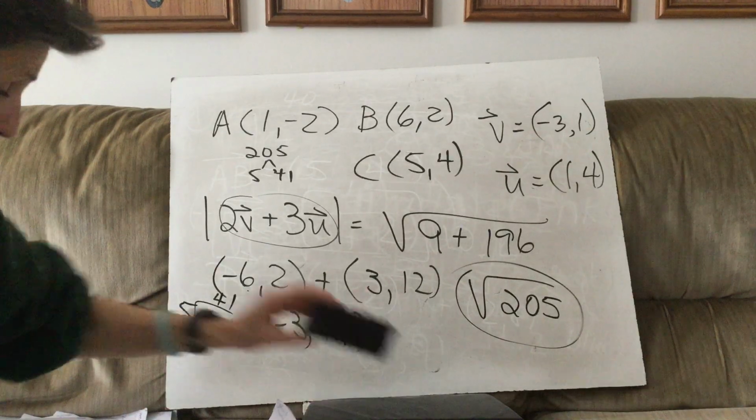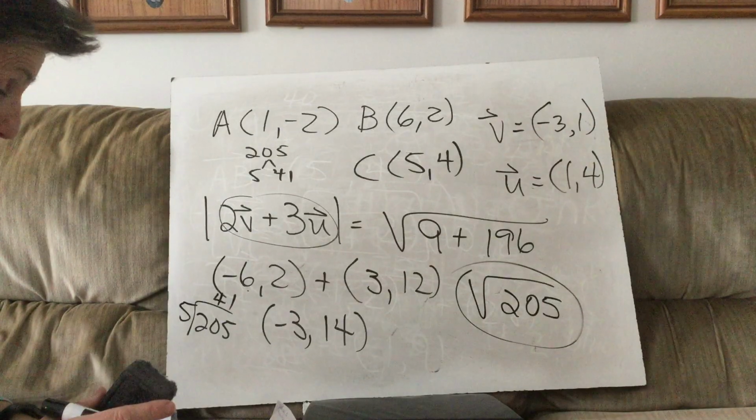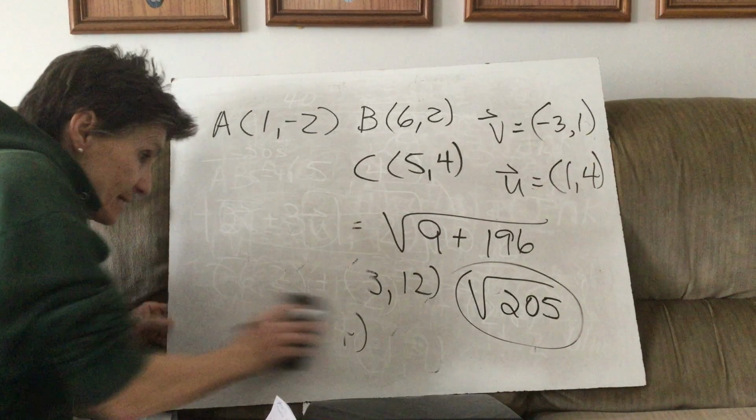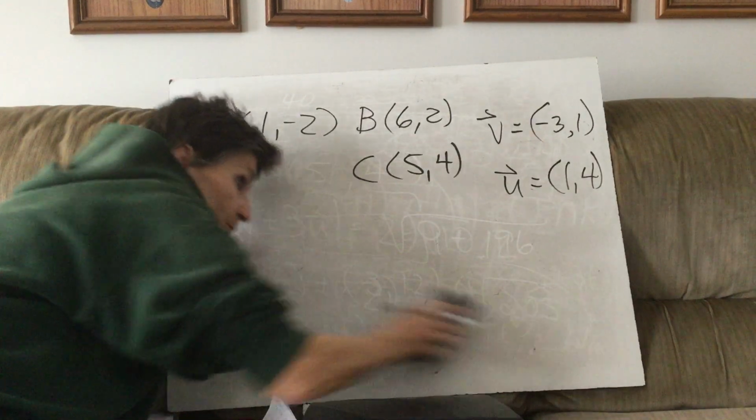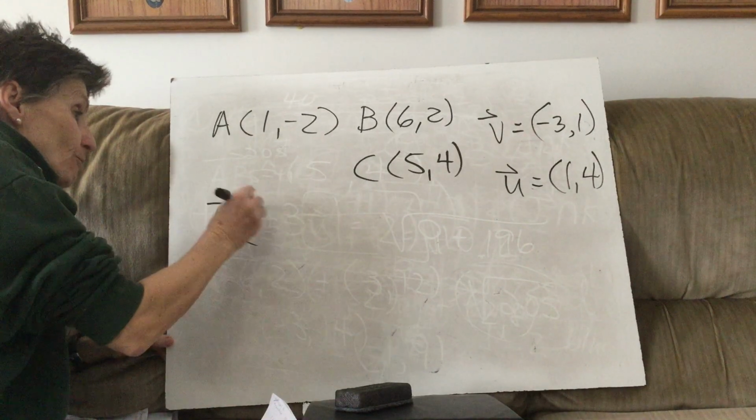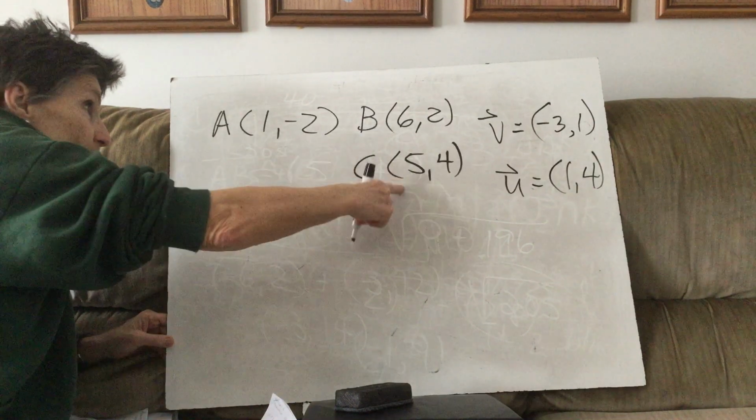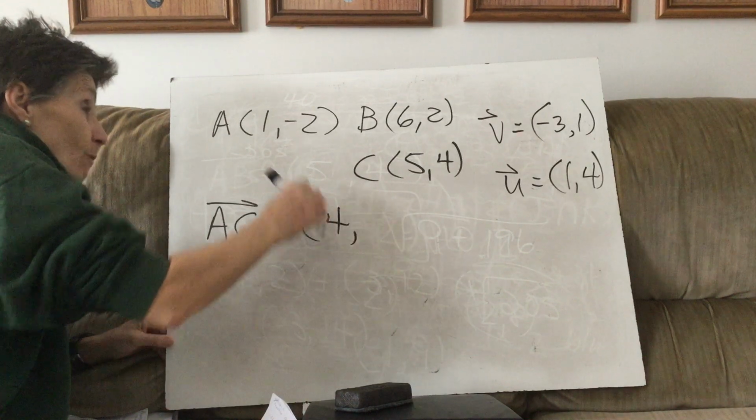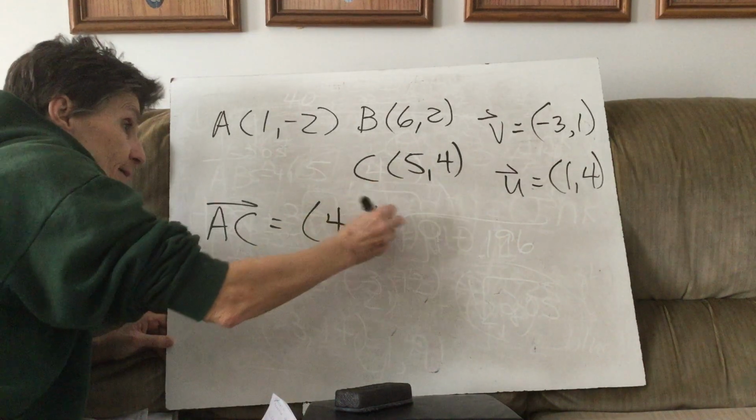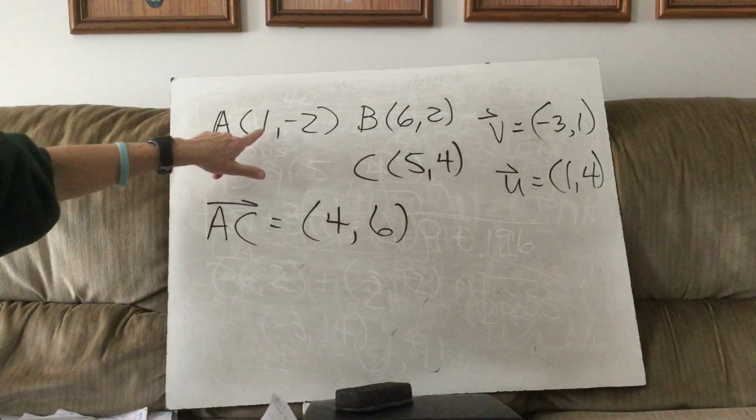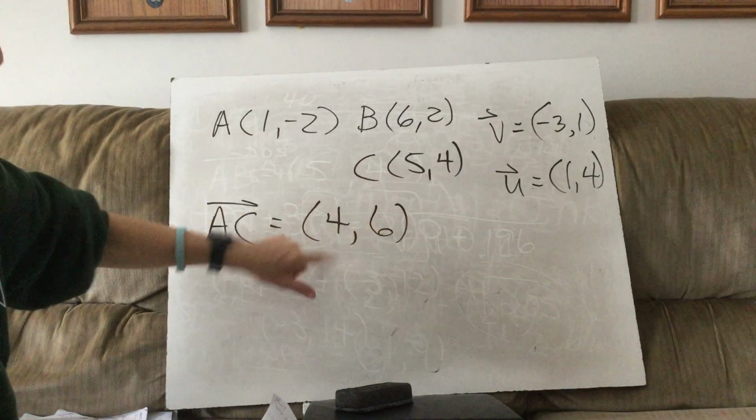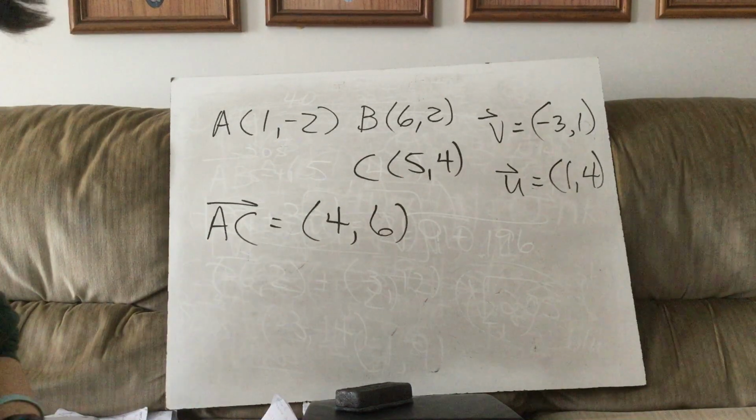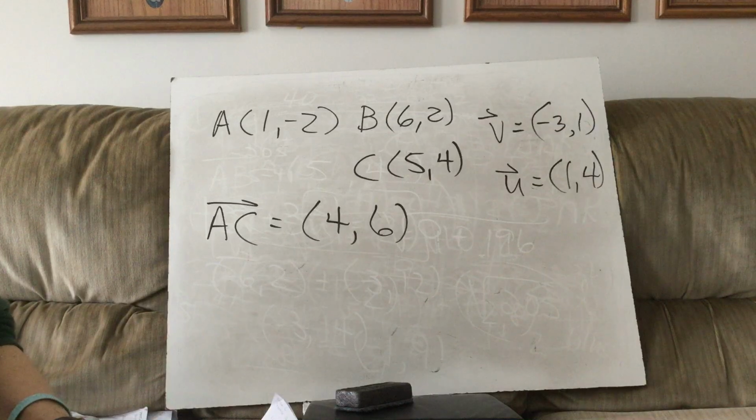And then there's one more in that set there. It says find the unit vector in the same direction as AC. All right, so the first thing I have to do is find AC, the vector from A to C. So here's A, here's C. The vector from A to C would be 4, 6. So again, we're going from 1 to 5. That's 4 steps. And from negative 2 to 4, that's 6 steps. That's the vector from A to C.